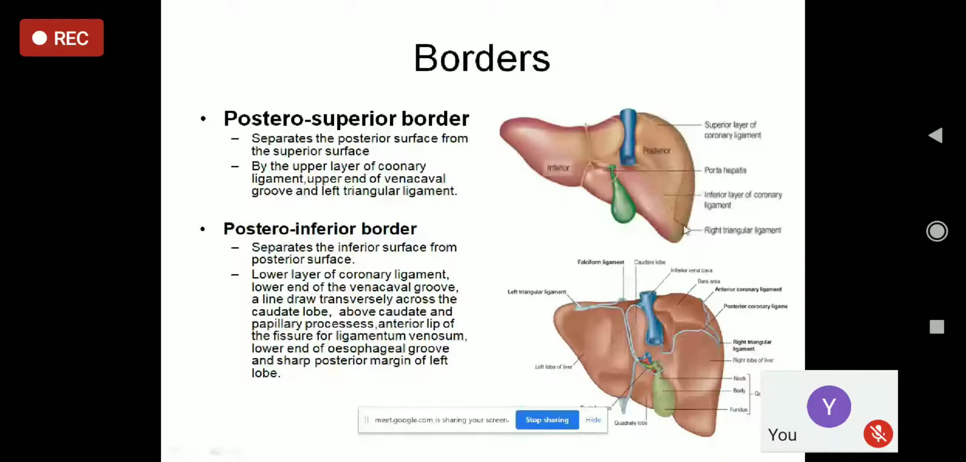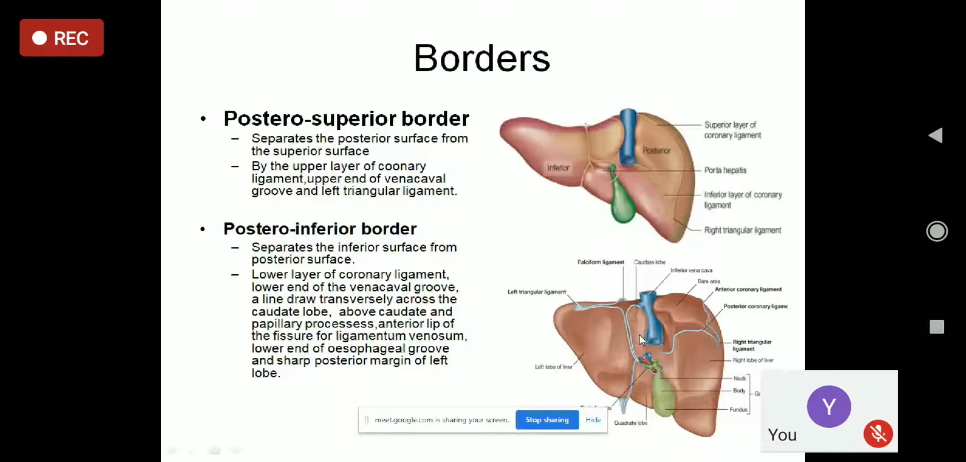Now we'll talk about the posterior inferior border. It separates the inferior surface. Look at it, this all is the inferior surface. This inferior surface is separated from the posterior surface by this posterior inferior border, and it extends from the lower layer of the coronary ligament and the lower end of the inferior vena cava, along a line which is transversely drawn across the caudate lobe. We'll discuss the quadrate process and papillary process later. Just remember, this is the caudate lobe.